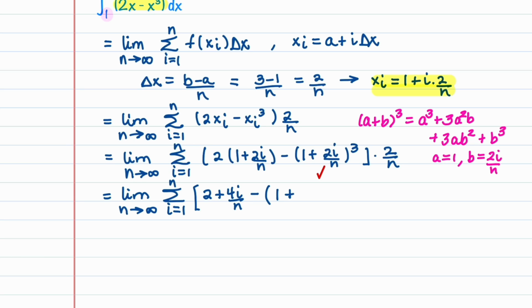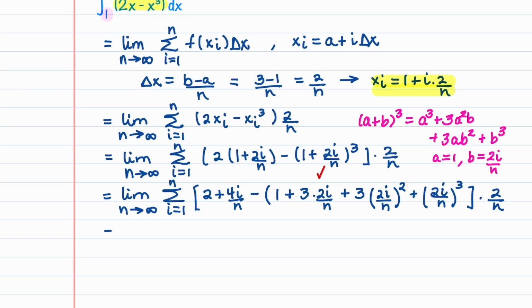And then we have plus 3, a squared is 1, times b, which is 2i over n. And then we have 3 times a, which is 1, and then b squared, so this is (2i over n) squared. And then we have b cubed, so this is (2i over n) cubed. And all this gets multiplied by 2 over n. Now let's go ahead and multiply everything out.